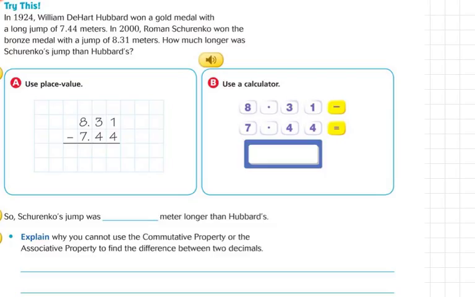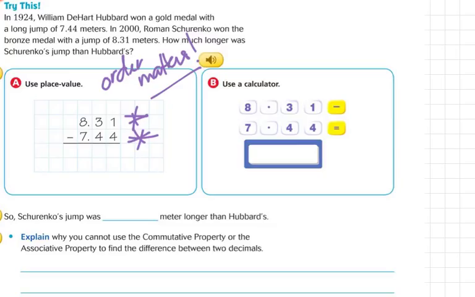So what we're going to do, boys and girls, is two different strategies. We're going to use place value, and in place value, we have to line up the numbers. Notice, the jump that was longer had to go first, and the jump that was shorter had to go second. Remember, order matters. You can't change around the order in a subtraction problem. So right off the bat, we can't do 1 minus 4, so we're going to have to regroup.